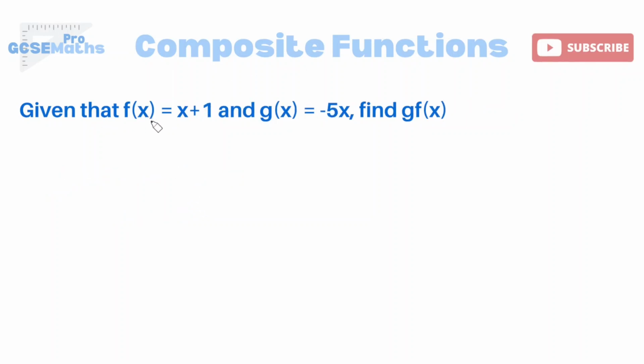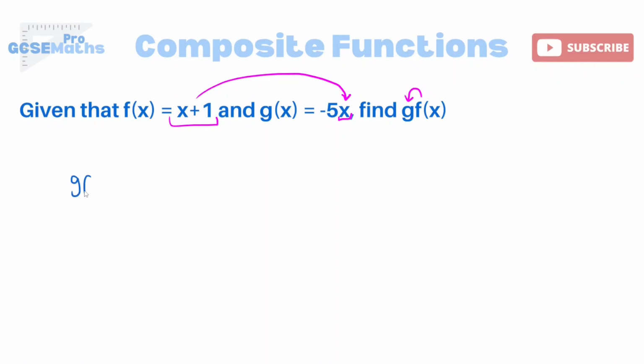Given that f of x is equal to x plus 1 this time, and g of x is equal to minus 5x, find g of f of x. So first one, I need to realize which one is going to be substituted into the other. Well, it's always backwards. I'm taking f of x and I'm going to put the whole of f of x into where the x is.